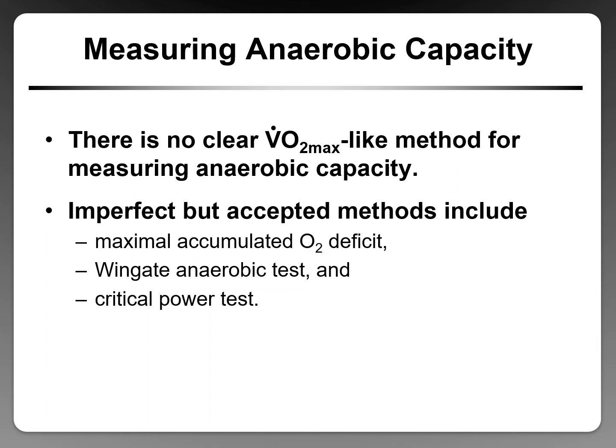So, the next thing we want to talk about is how do we actually measure somebody's anaerobic capacity? Unfortunately, when we're talking about anaerobic capacity, there's no magical test like we do for aerobic, which is the VO2 max test. So we have some imperfect but accepted methods that we tend to use. The first being the maximal accumulated oxygen deficit, so relating back to EPOC. We have something called the Wingate anaerobic performance test and our critical power test.